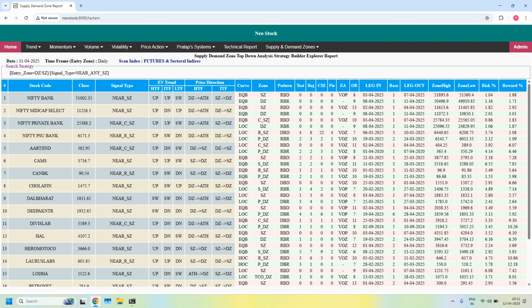We don't consider NIFTY Private Bank because it is not listed in F&O. So ignoring this high liquidity zone. Same is the case with NIFTY PSU, and also it is pierced. Either way we can't consider this. Next one is Aarti Industries. This is the first valid zone.